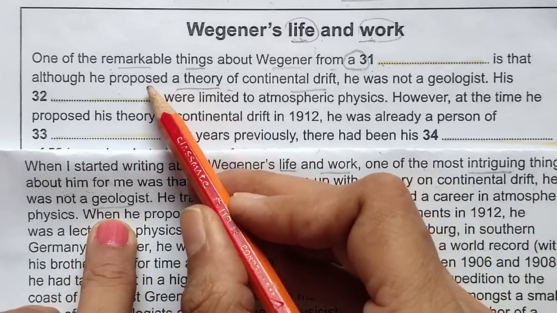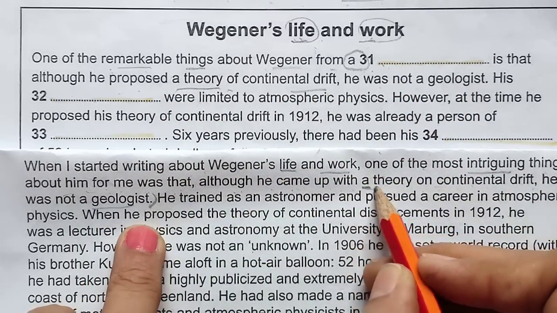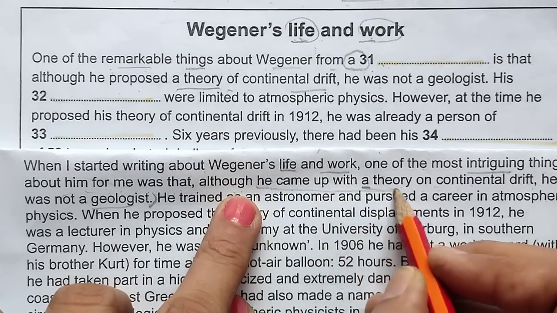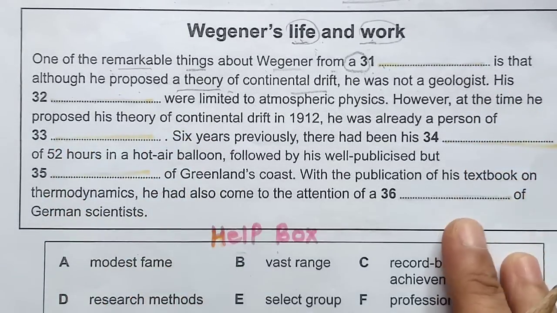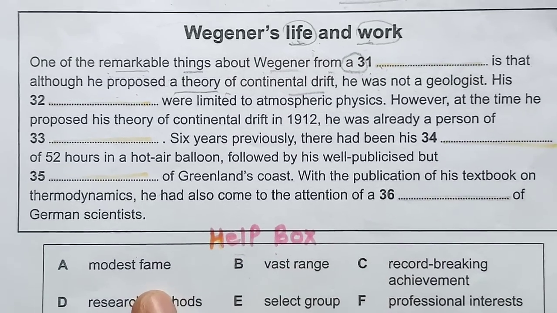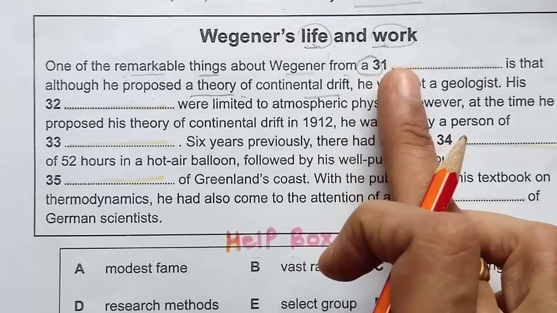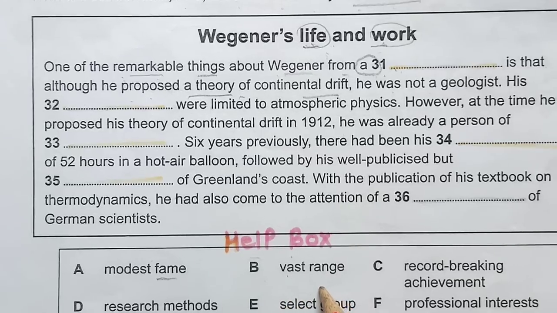Okay, he proposed a theory of continental drift. Here we can get a synonym, the same sentence structure. So modest fame will not come. You just match it. From a modest fame, no. Fame means popularity. Vast range, no.